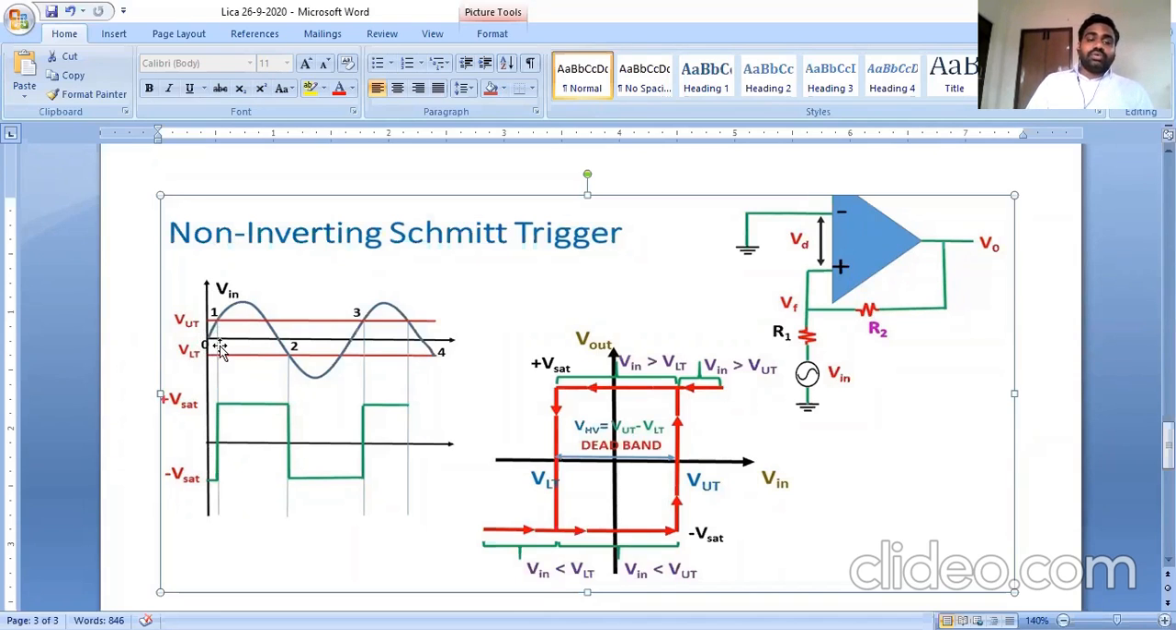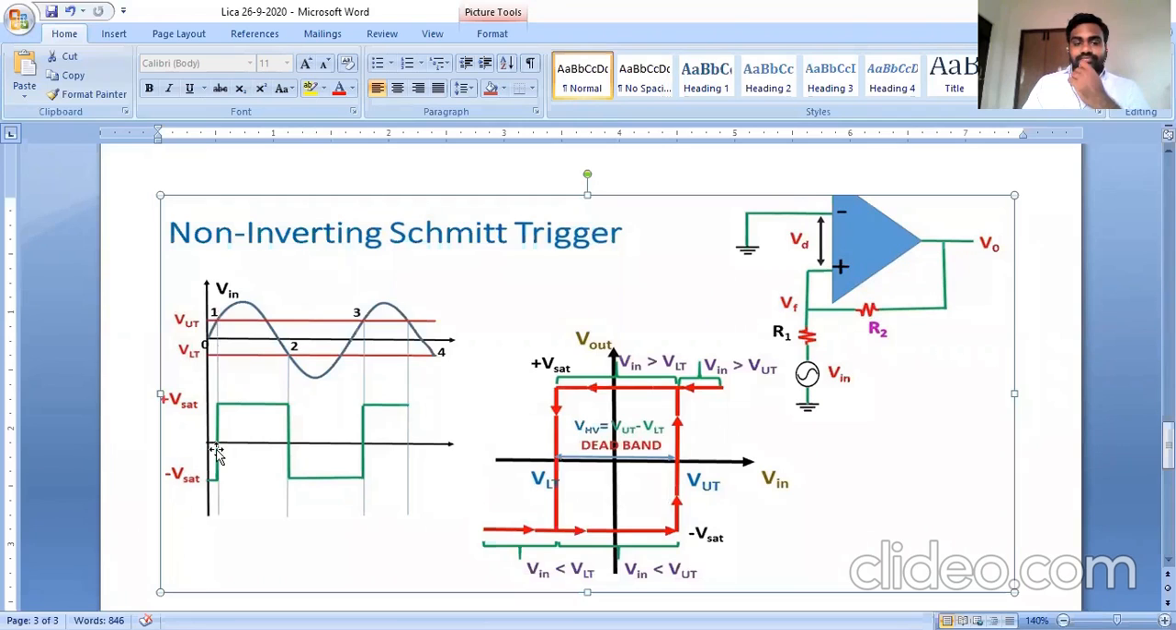So at this condition, if the input voltage is rising from 0 towards a positive peak, and the input voltage is less than the upper threshold value, here we have the minus Vsat condition. That means this is completely inverse with respect to the inverting comparator. This is a new analysis. If the input voltage is less than the upper threshold voltage, the output is low, or minus Vsat. After that, at the first instant, the input voltage reaches the upper threshold value.